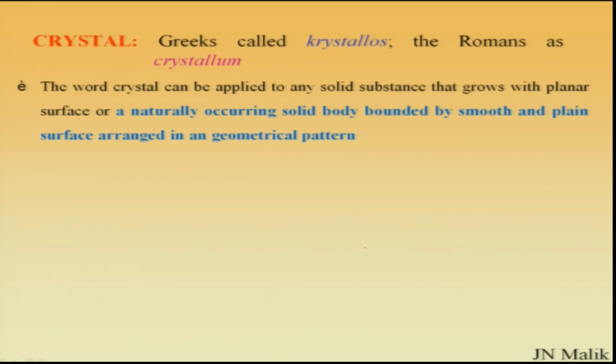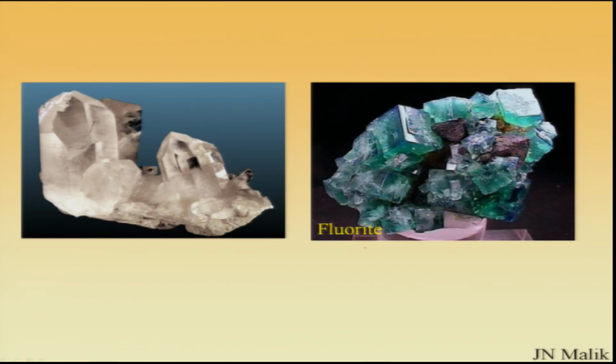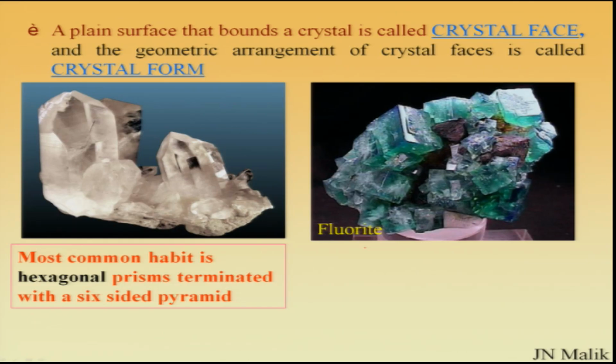There is an angle between the two planes, and you will see that most of the minerals have very definite crystal forms and crystal planes. This is an outer expression of the internal atomic structure. For quartz, for example, you have silicon and oxygen. A definite internal structure will be reflected in the form of the crystal faces and crystal surface. This is an example of quartz, which is a hexagonal prism, with very beautiful crystal faces that you can see here, at definite angles, like here.